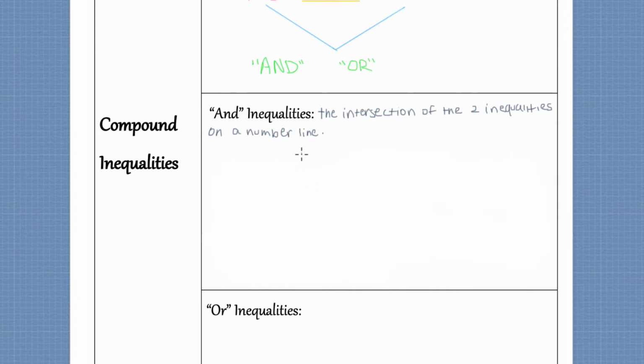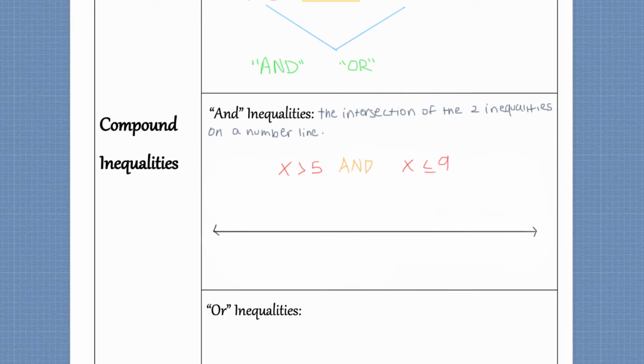So if I have this "and" inequality right here, and my inequality says x is greater than 5 and x is less than or equal to 9. To find the solution set to this, what we're going to want to do is graph it. So I have this number line right here, and I'm going to use this number line to graph it. For these inequalities, we're going to graph both of them separately.